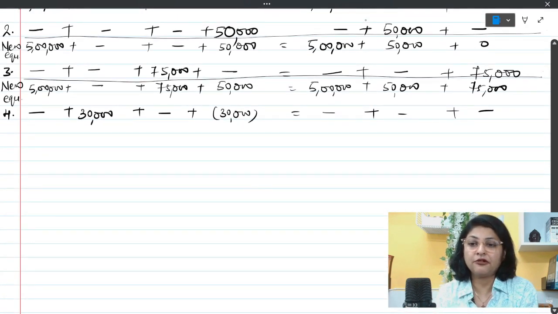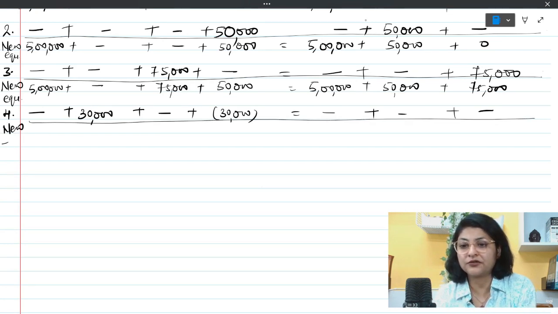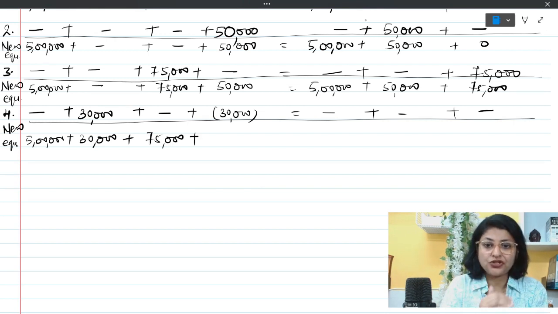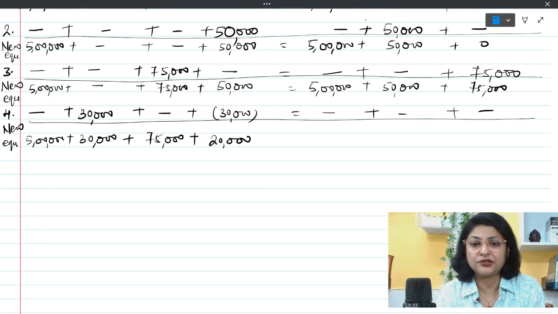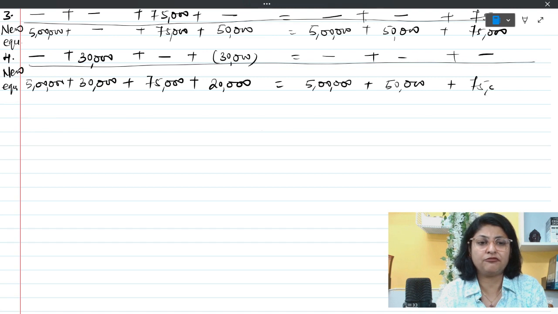So after the fourth transaction, we will find out again a new equation. So what is the new equation? Your cash is unaffected after this transaction, which is 5 lakh rupees. You have got a new thing, debtors of 30,000 rupees. 75,000 will remain as it is, and your stock has reduced now to 20,000 rupees. Whereas there is no impact of this transaction on the liability and capital. Everything is the same over here as it was before the fourth transaction.